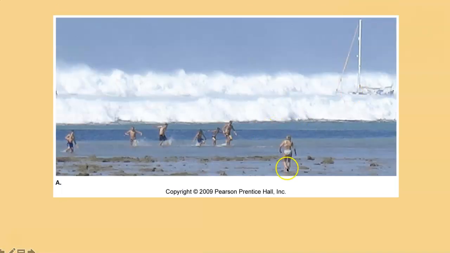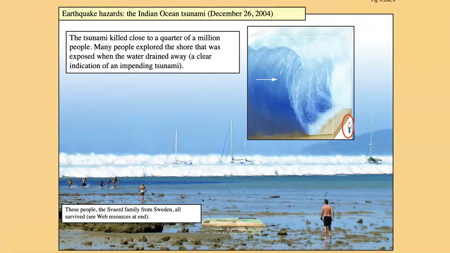So people, like shown here, often go out and say, oh look, the water receded. And then of course, the water turns around and comes back. So this was in the Indian Ocean, and if you look, that picture is actually a close-up of this picture right here, and all of these people apparently did survive this tsunami.